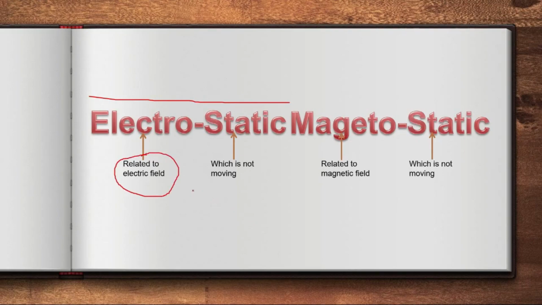There are two terms related with electrostatics. One is capital E, which is electric field intensity, and another one is capital D, which is electric flux density. So today we are going to discuss electric field intensity. It is also called electric field strength.